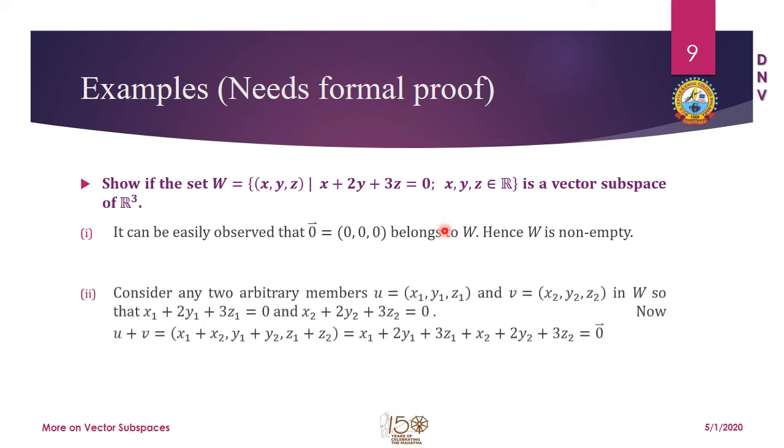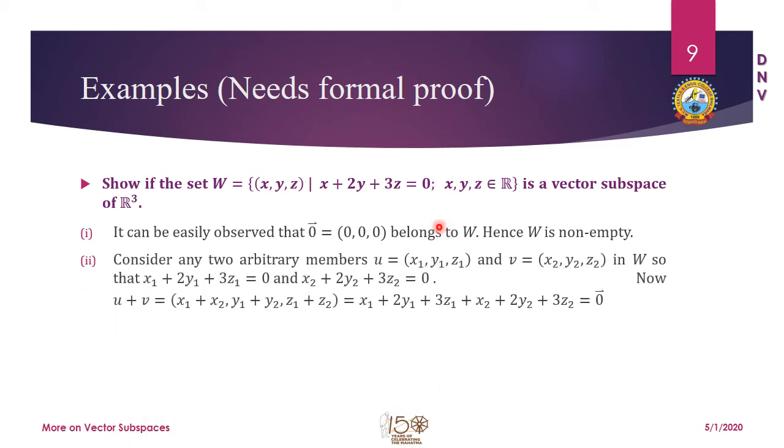Second condition. Consider any two arbitrary members of this set W, (x1, y1, z1) and (x2, y2, z2) in W. And when we take these two to be part of this W, then they must also satisfy this equation. So we have written x1 + 2y1 + 3z1 = 0 and x2 + 2y2 + 3z2 = 0. Now, the second condition says that the sum of these two elements, u and v, must also be part of W. So let us see if we can show that.